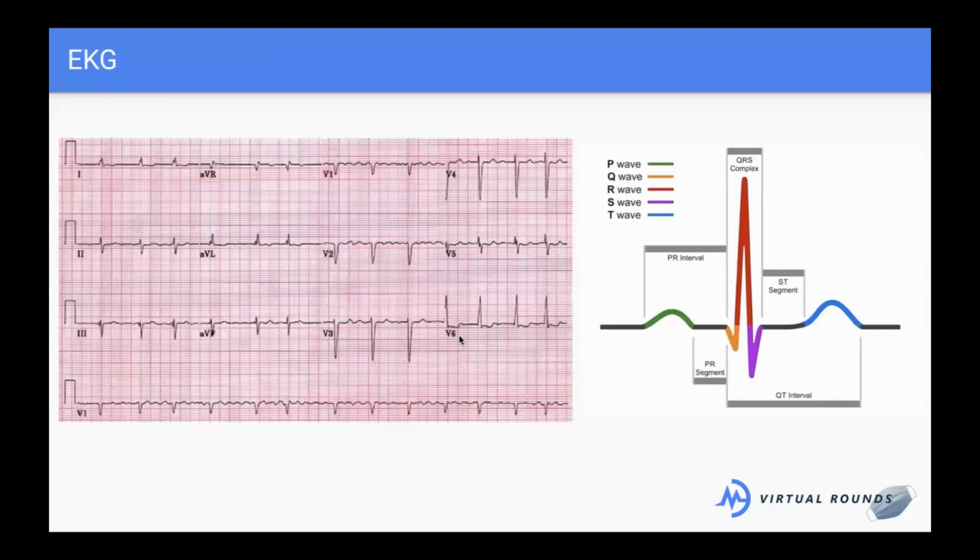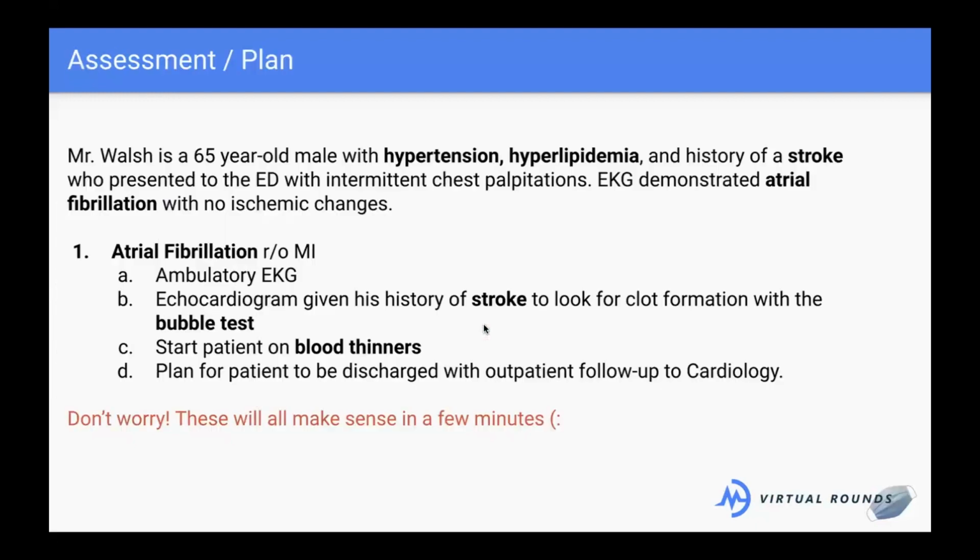So we're not seeing anything here, which means he's probably not having a heart attack, which is great news for him. So that's why I was able to say that from the EKG. So as far as what we're going to do for him, atrial fibrillation, but we ruled out, or RO, an MI, which is important for documentation so they know we're not missing something that's going to kill the patient later.